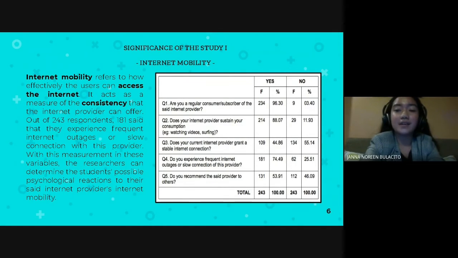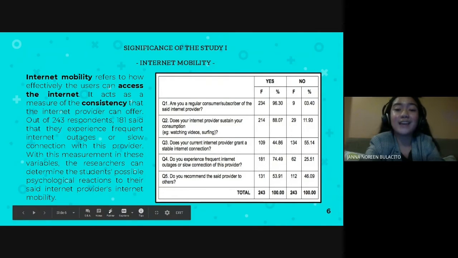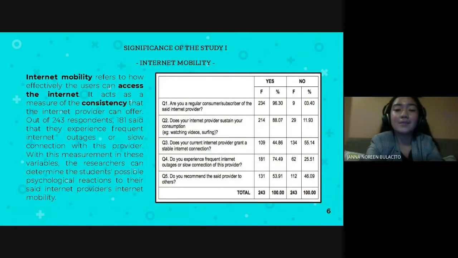As you can see on the right side of the presentation, most of the students are not satisfied with their internet provider service. Out of 243 respondents, 181 said they experience frequent internet outages or slow connection with their provider. Now, let's go on to the second significance of the study.